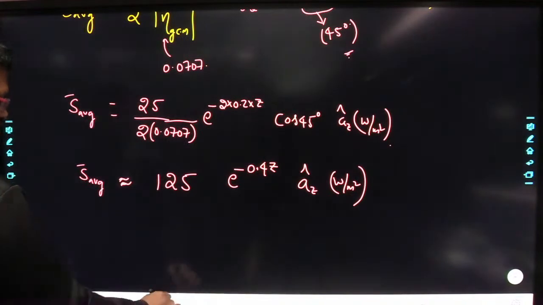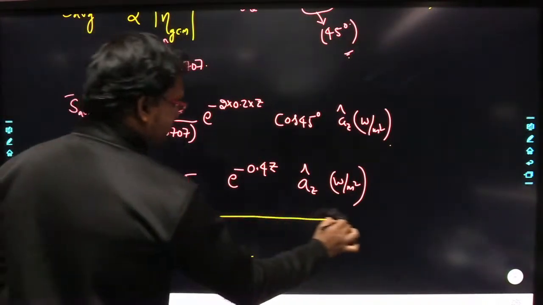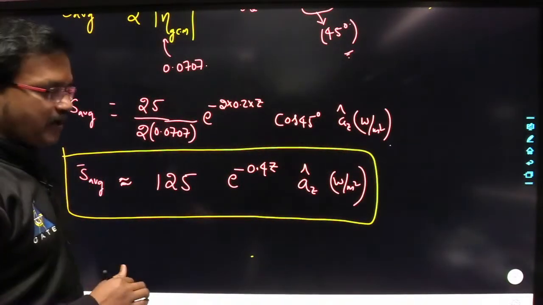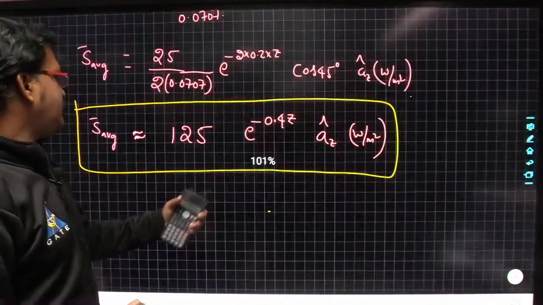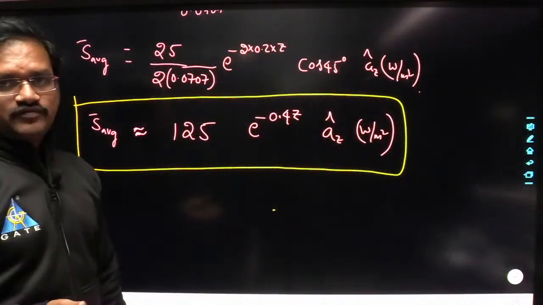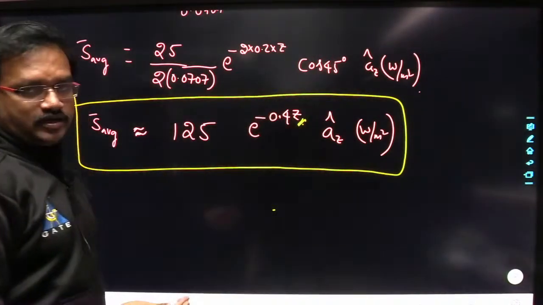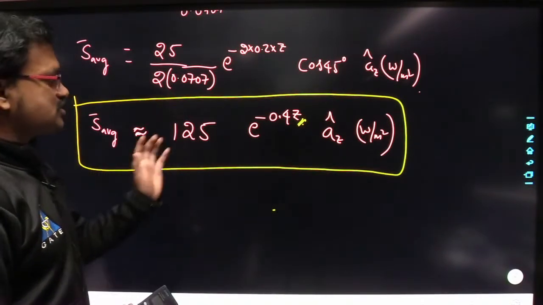Okay, so this is the expression for what? This is the expression for average power density of the wave that is propagating inside the water. Understood? Okay, now you can determine the average power density value at any location z. At any location z, you can determine the average power density value, right? So this is the expression here.